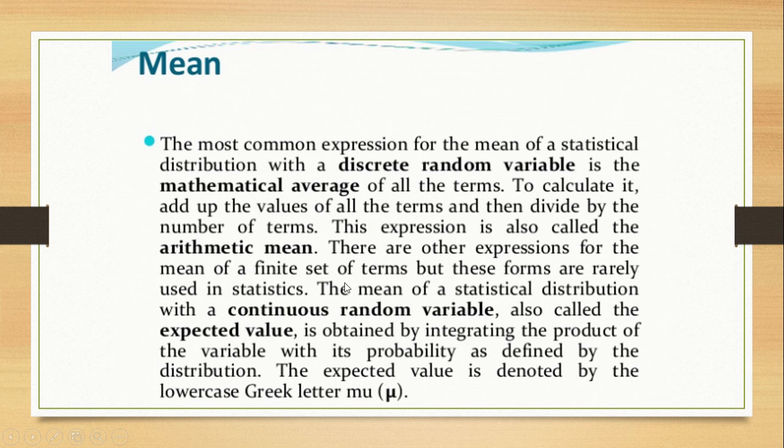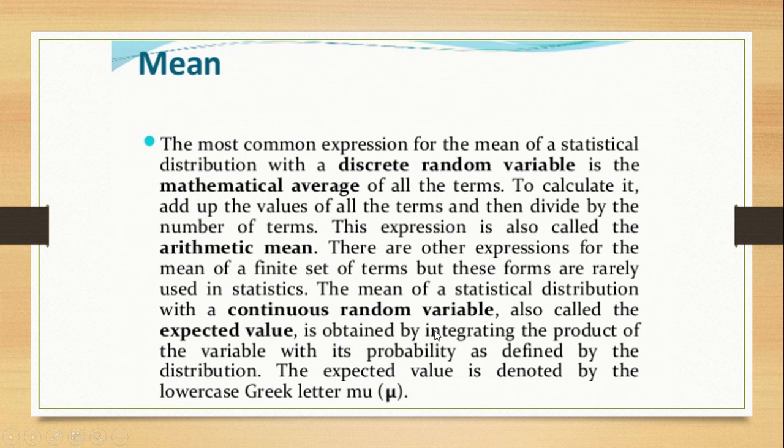There are other expressions for the mean of a finite set of terms, but these forms are rarely used in statistics. The mean of a statistical distribution with a continuous random variable is also called the expected value. Take note on this: the mean of a statistical distribution with a continuous random variable is also called expected value.